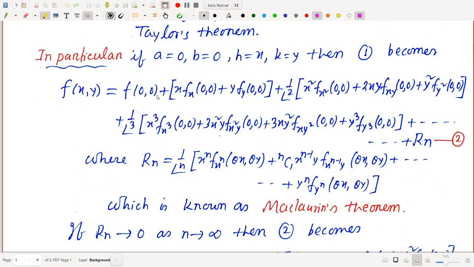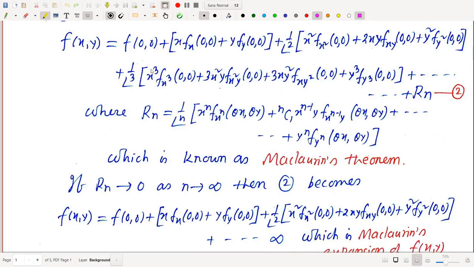So when a = 0, b = 0, h is x and k is y, Taylor's theorem number 1 becomes f of 0 0, the function value at the point 0 0, plus x into f suffix x plus y into f suffix y, meaning the partial derivative with respect to x and the partial derivative with respect to y here at the point 0 0, plus 1 by 2 factorial, then x square f suffix x square plus twice xy f suffix xy plus y square f suffix y square, and these second order partial derivatives are all at the point 0 0, plus 1 by 3 factorial x cube f suffix x cube, 3x square y f suffix x square y, 3xy square f suffix xy square, y cube f suffix y cube, and these third order partial derivatives are all at the point 0 0.